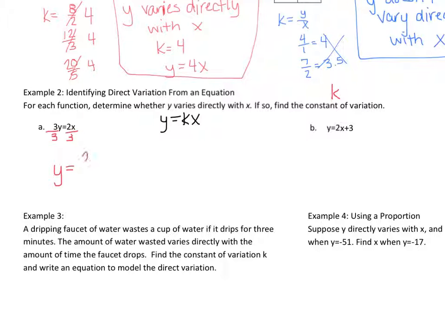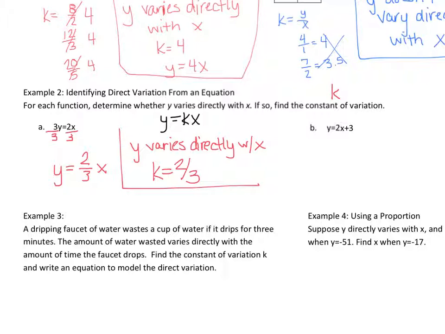Y equals 2 divided by 3 times x. Does that look like our formula? Yes, it does. What does k equal? 2/3. You are correct. So our answer is y varies directly with x, and the constant of variation is 2/3.